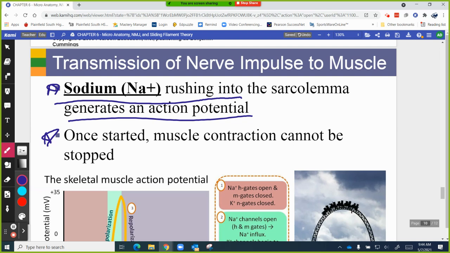which is one of the reasons why getting cramps to stop is one of the hardest things to do. Because once that's started, that process probably is not going to stop for a period of time. There are ways to get it to stop, but they are not comfortable.